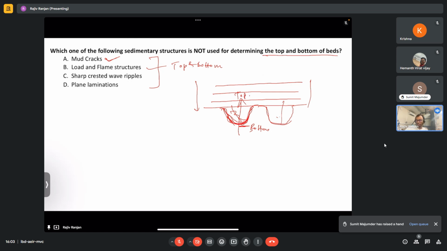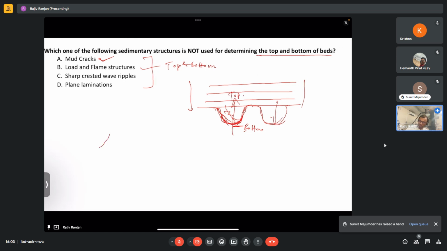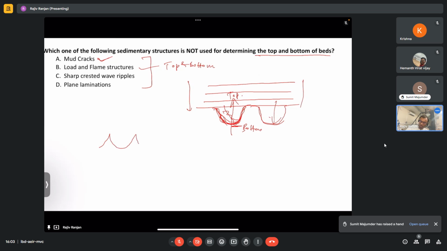Sharp crested wave ripples will not help us. Why? Because sharp crested wave ripples look like this. Here the sharp crest tells us top, top, top.